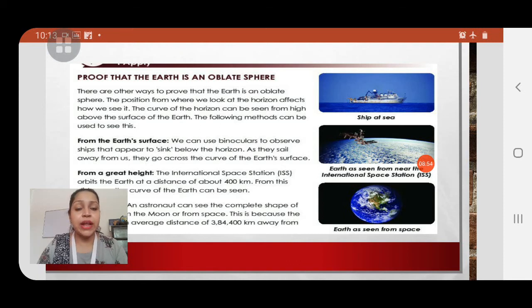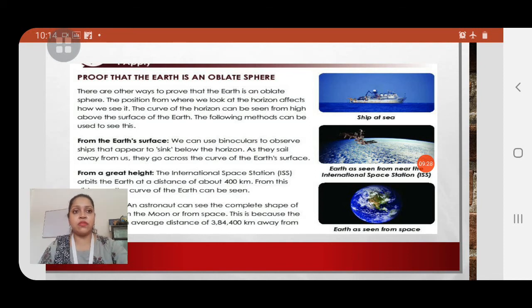Then from a great height also. If you see the earth from a satellite or from a space station, all the countries have space stations in space. What is the name of the space station? International Space Station, and it orbits the earth. It's an artificial satellite, and it orbits the earth at a distance of about 400 kilometer.